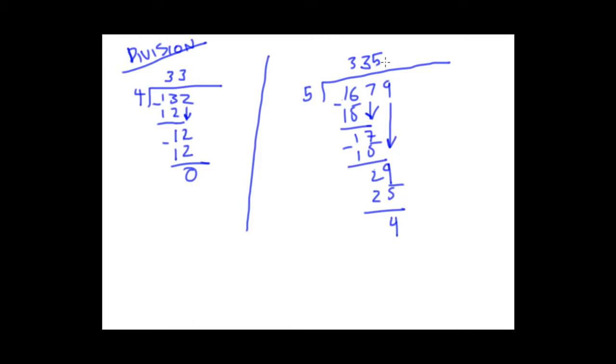Now, once we have no more numbers to take from, but there's still no 0, that means you put a decimal point. And then you actually just put a 0 down right next to it. So how many times does 5 go into 40? Easy, 8 times. So we see that the resulting number is 335.8. Go ahead and plug that into your calculators and you'll see it's correct.